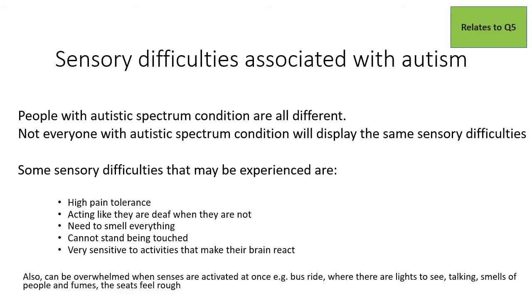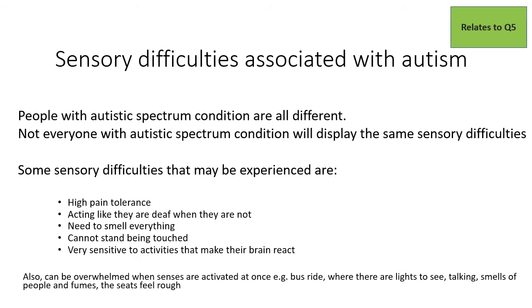This slide relates to question number 5, and it looks at sensory difficulties associated with autism. People with autistic spectrum condition are all different. Not everyone with autistic spectrum condition will display the same sensory difficulties. And here are some examples of some sensory difficulties that may be experienced. And again, once you've looked at them, do some research and have a look at some more.